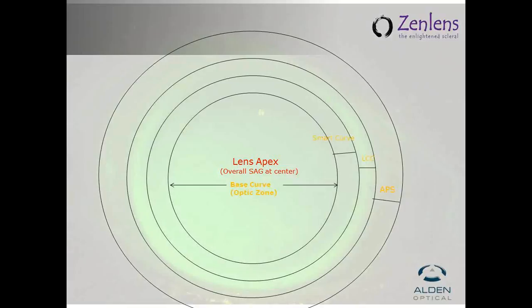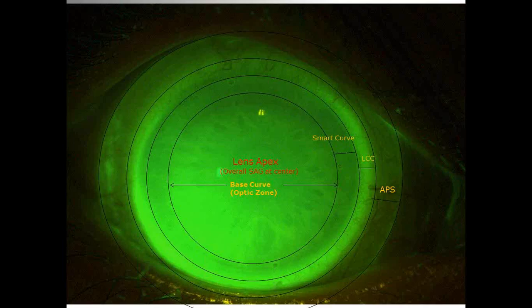So again, here's just the basic layout of the lens on an eye. We've got that base curve of the optic zone centrally. You have that smart curve that adjusts for changes in sag that's desired. And then we have our limbal clearance curve, which, as you see, should extend with fluorescein beyond the limbal area.